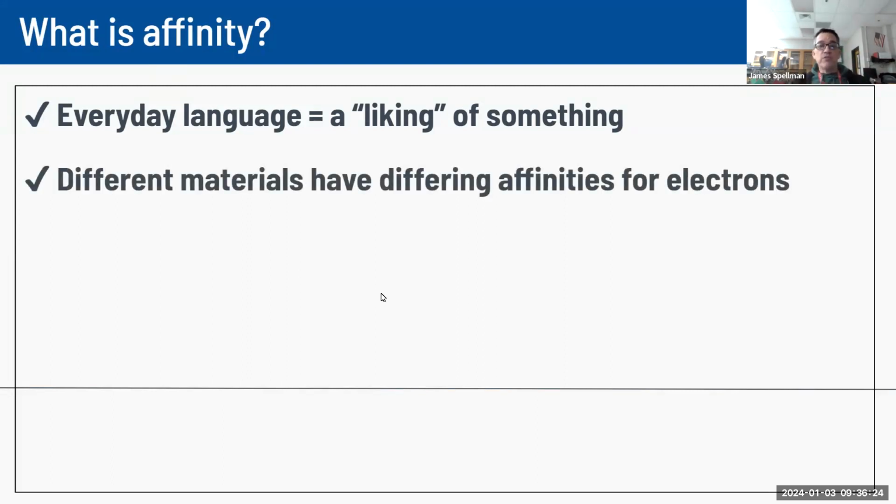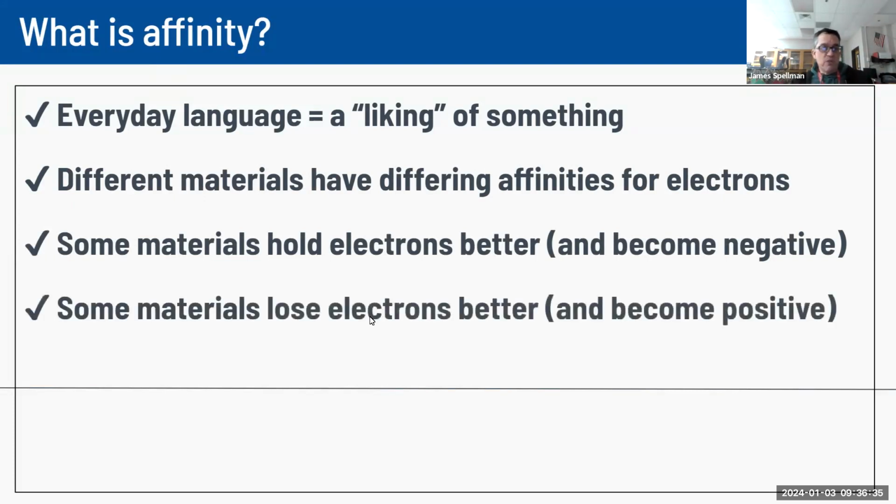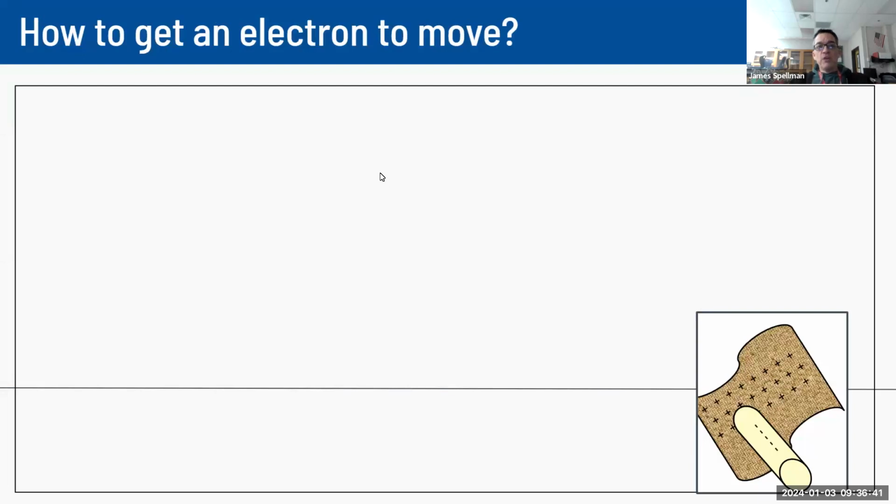Different materials have different affinities. So different things will build up static electricity differently. Some materials hold electrons better, which means they're going to end up becoming negative because they hold on to them. Some materials don't. Some materials lose them pretty easily, and they end up usually becoming positive when you rub them together. Which brings us to the next part: how do we get an electron to move?